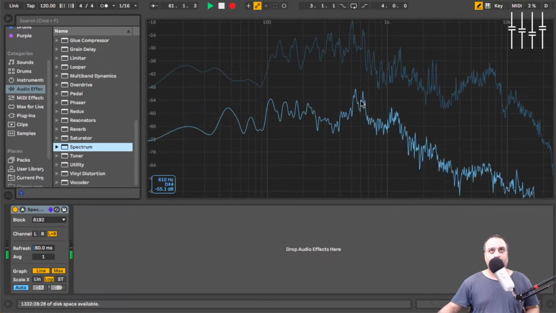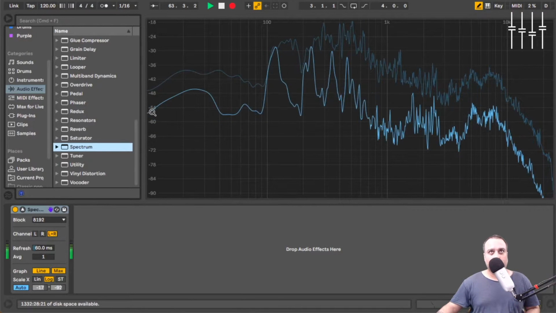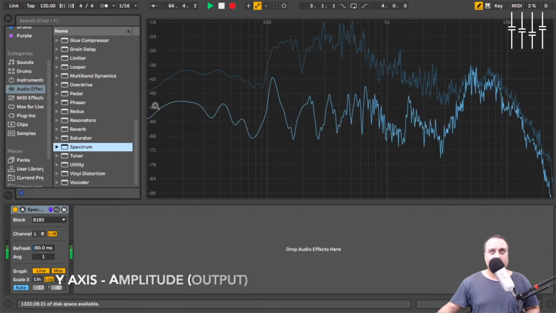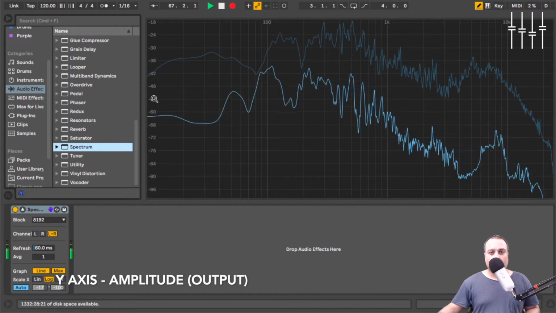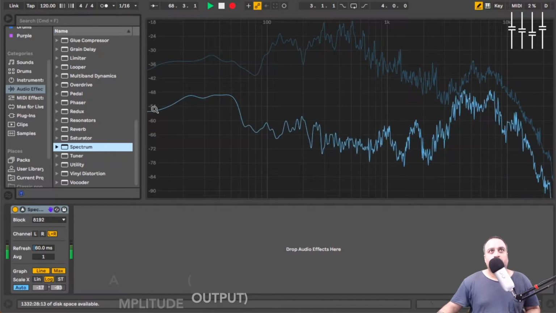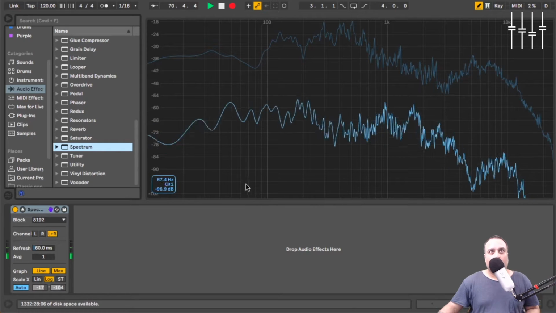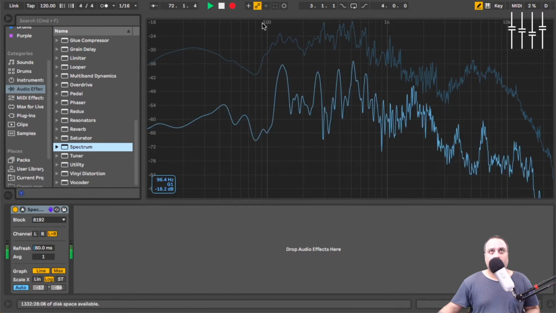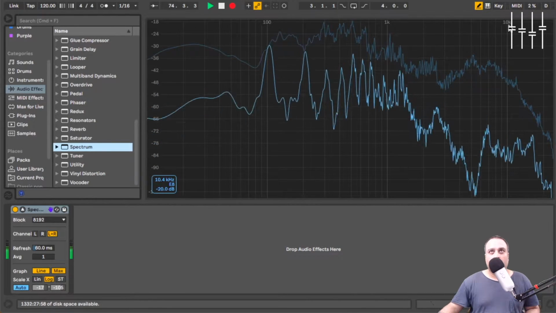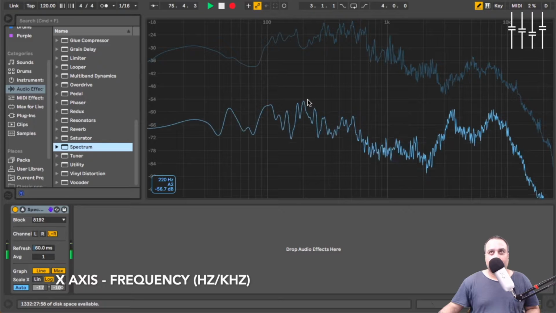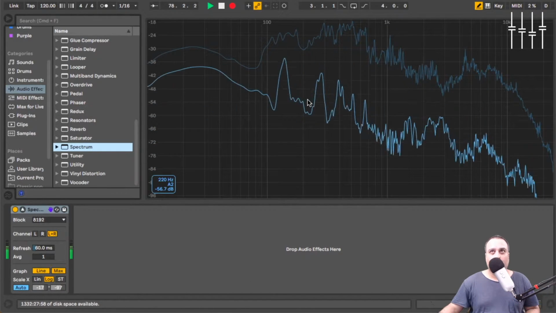To be really fast, I'll just explain. On the left side vertical, you can see some digits. This is the y-axis and this is the amplitude. Amplitude is the volume, the output of the sound. Now on the upper side, as you can see, there are some values written: 100, 1k, 10k. These are the hertz, kilohertz, and that is the measurement of frequency.